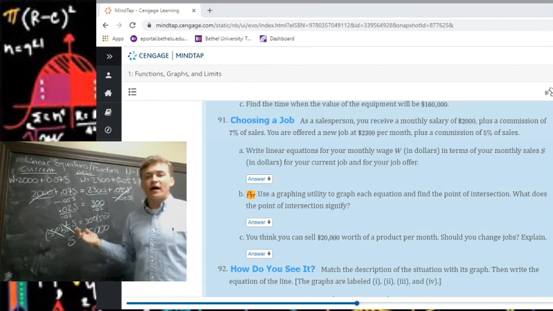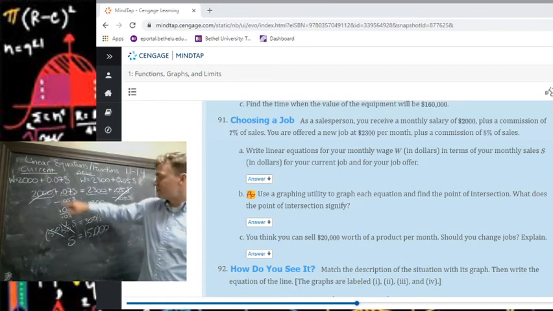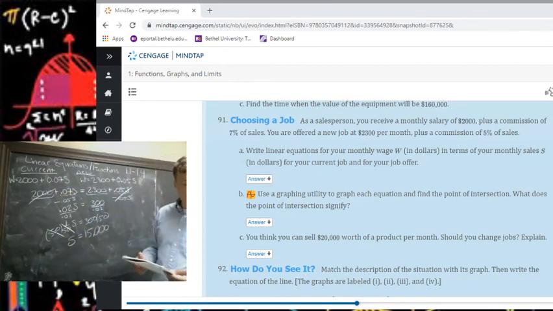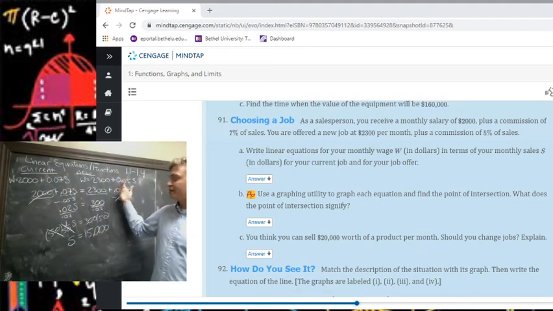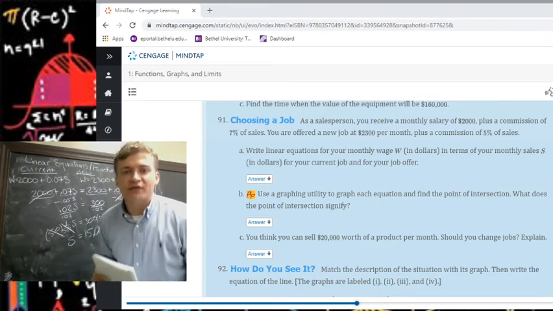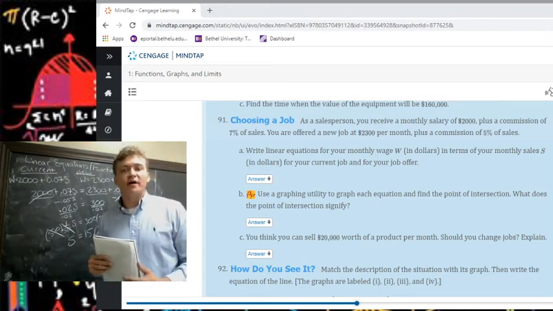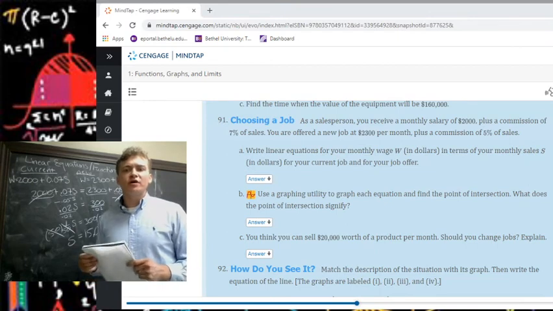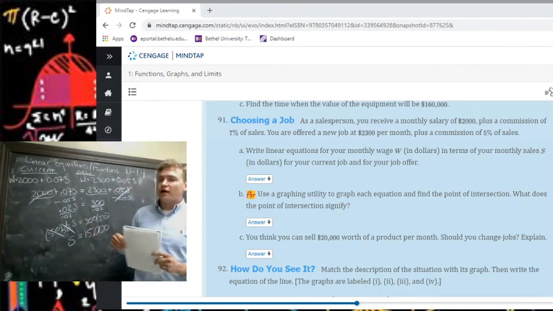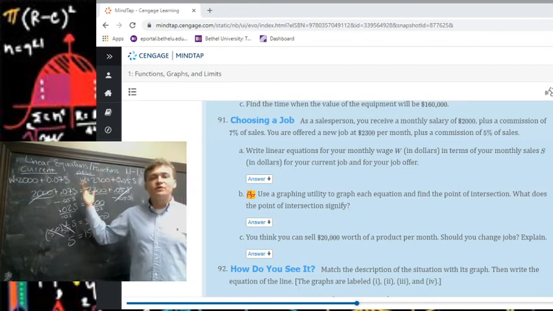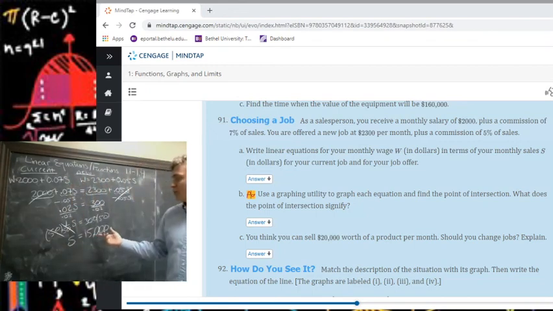And we can check and see, well, how much is that? What is 7% of 15,000? We'll check that and then add it to 2,000. It'll be the same as 5% of 15,000 plus 2,300. In part C, it says you think you can sell $20,000 worth of a product per month. Should you change your job? Well, what we can do there again, just take the 20,000 and plug it in for S and see which one's higher. But again, what does this break-even point tell you?